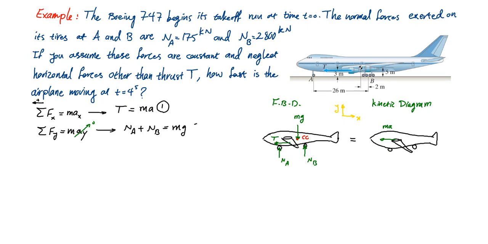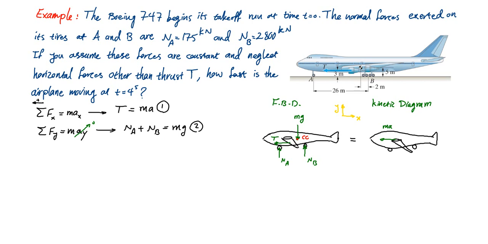This is going to be my second equation. Now, on these equations, I know what NA is, I know what NB is. I don't know T, I don't know M, and I also don't know what A is. So I have 3 unknowns. These are 2 equations and I have 3 unknowns, which means that I need another equation.